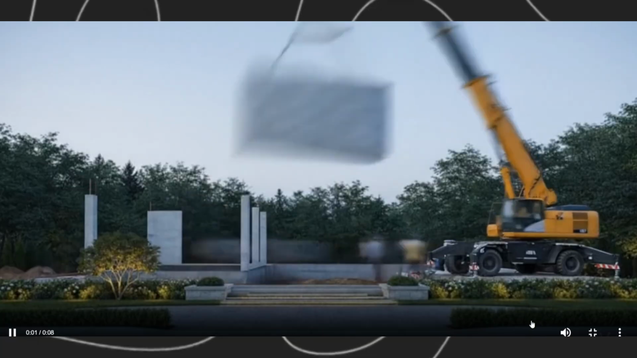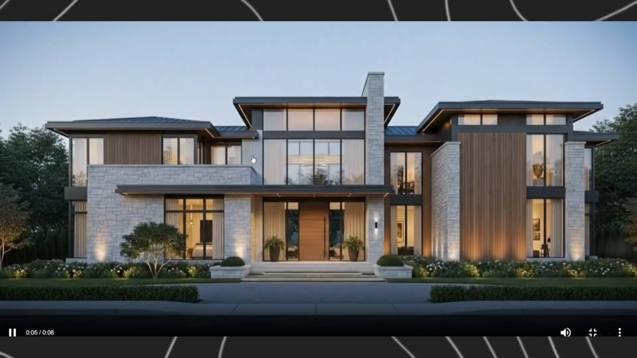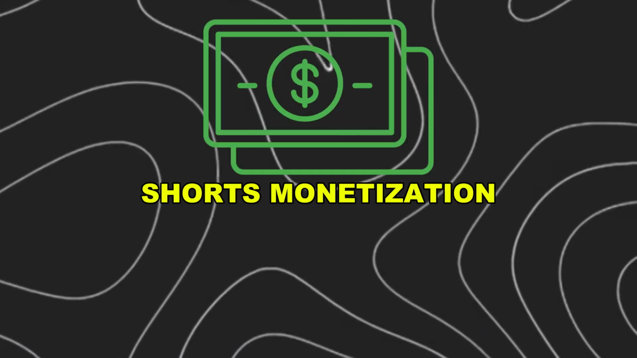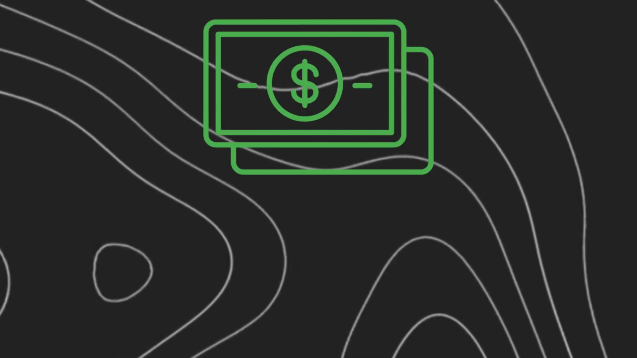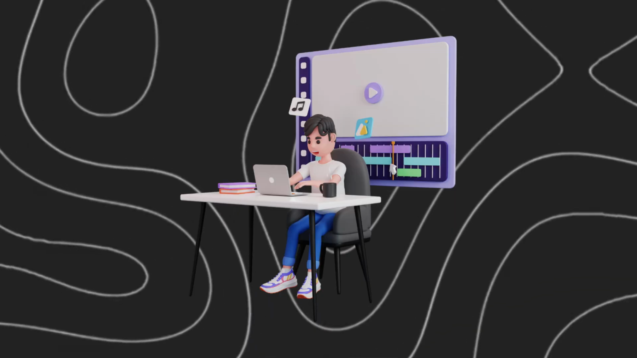These types of AI building shorts perform really well if you post consistently. They can help you get views, grow your channel, and once your channel is eligible, Shorts monetization and other earning options like affiliate and brand deals are possible. But remember, it depends on consistency and quality, not magic.